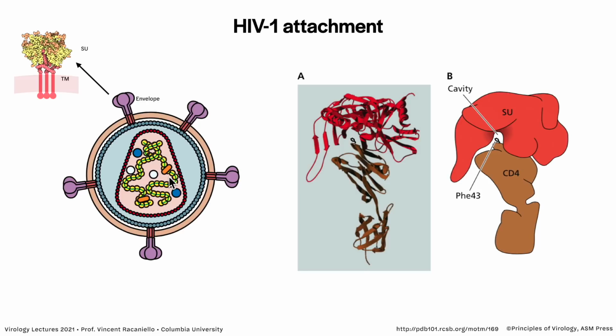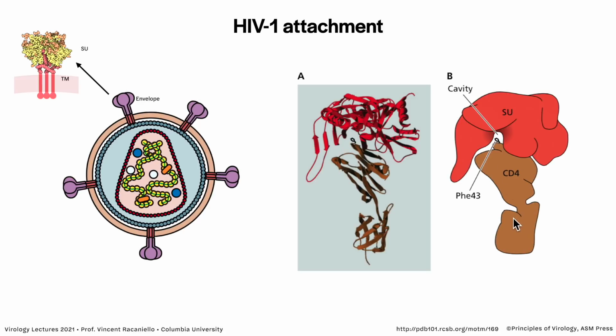Anyway, HIV binds 2 receptors. One shown here is CD4, a cell protein found on CD4 positive T cells. You can see the structure of the SU part, the part of the glycoprotein outside the virus particle, bound to CD4. There's a little cavity here, and SU is sitting on top of CD4. CD4 has a little protrusion that sticks into SU, and there's actually a phenylalanine. You can see the side chain there that's incredibly important for binding. If you take out that phenylalanine, CD4 won't bind HIV anymore.